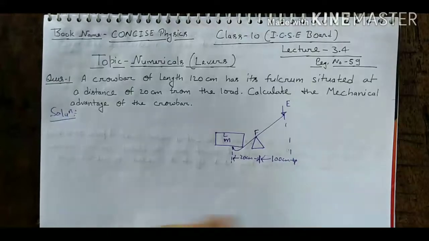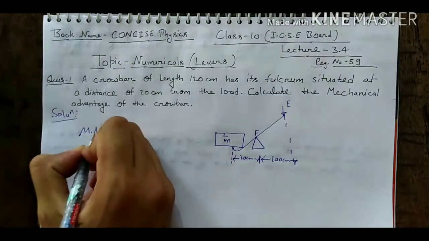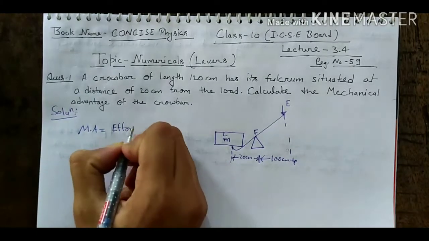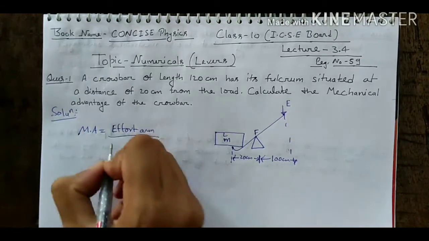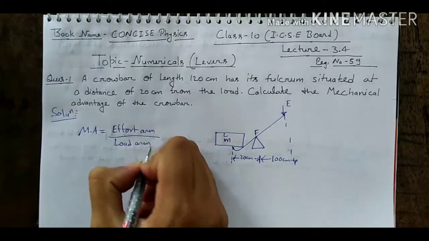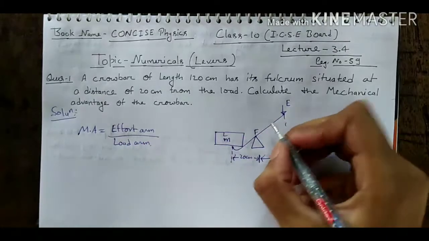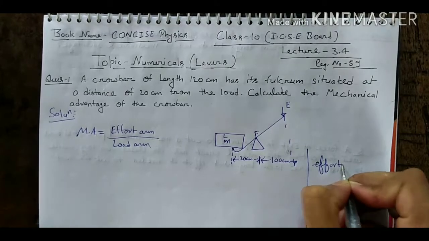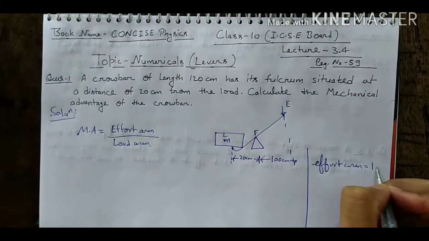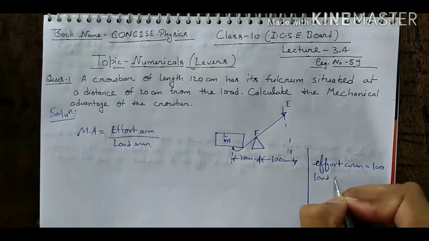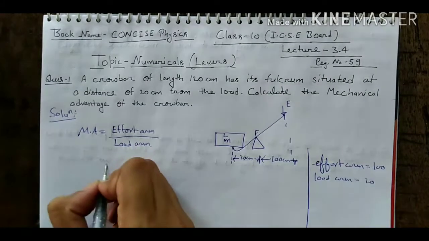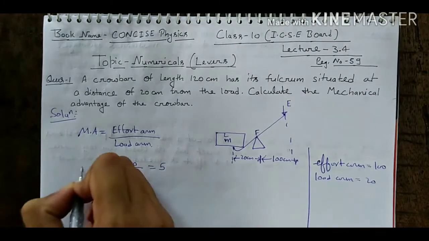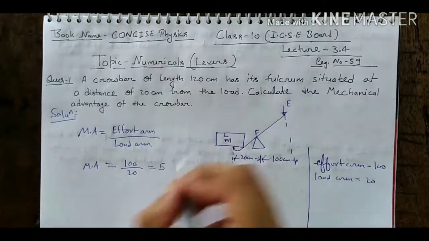And now mechanical advantage. We know that the mechanical advantage of any lever is effort arm upon load arm. Here effort arm means the length from fulcrum to effort. It means here effort arm is 100 centimeter and load arm is 20 centimeter. So mechanical advantage will be 100 centimeter upon 20, which equals 5. The mechanical advantage of this question will be 5.